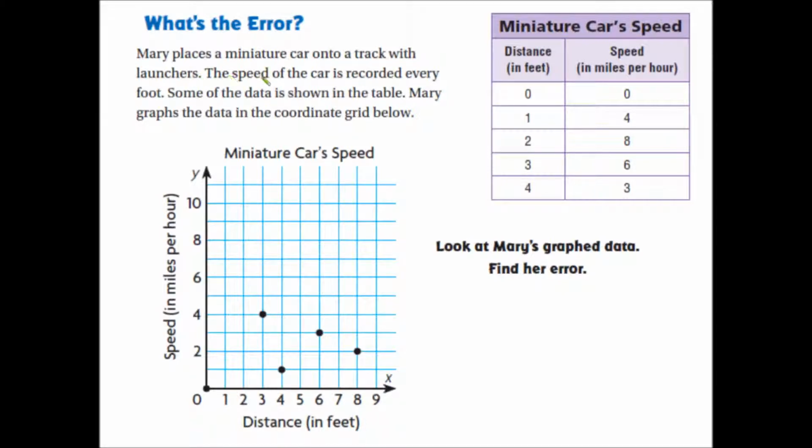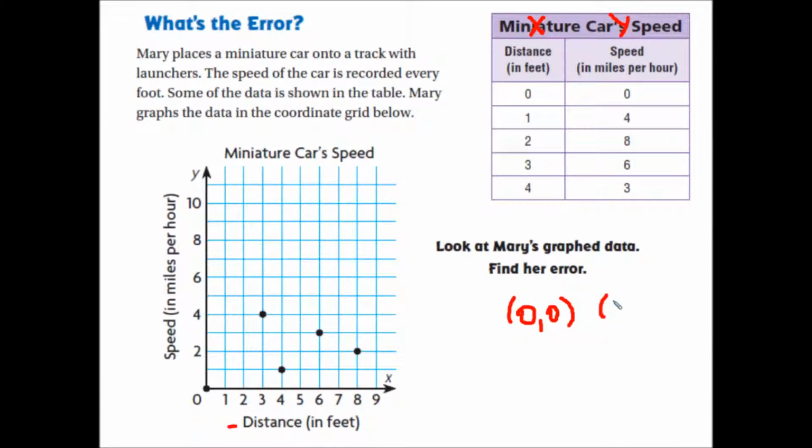I'll read the problem. Mary places a miniature car into a track with launchers. The speed of the car is recorded every foot. Some of the data is shown on the table. Mary graphs the data in the coordinate grid below. So let's take a look at the ordered pairs here. She's launching this car, and at distance 0, she's going at 0 miles per hour. And the distance is going to be the x-coordinate because it's on the x-axis.